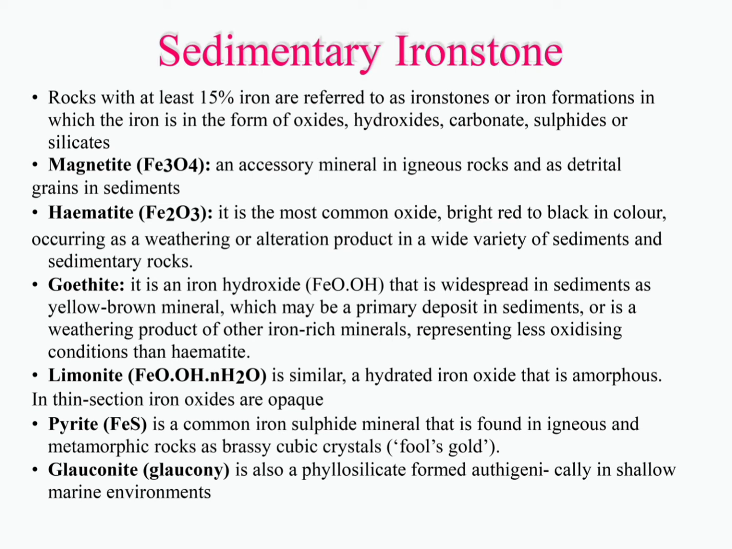So what are goethites? Goethites are iron hydroxides. They generally occur widespread in sedimentary rocks, and these deposits are formed by the weathering product of other iron-rich minerals. So you have other iron-rich minerals, and their weathering leads to the formation of goethite. Now, goethite forms in less oxidizing conditions than hematite. This you also need to know: hematite occurs in oxidizing conditions.